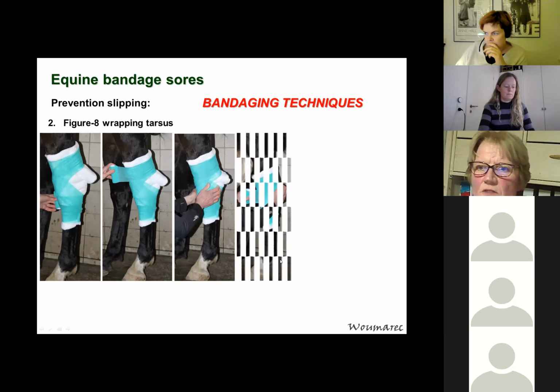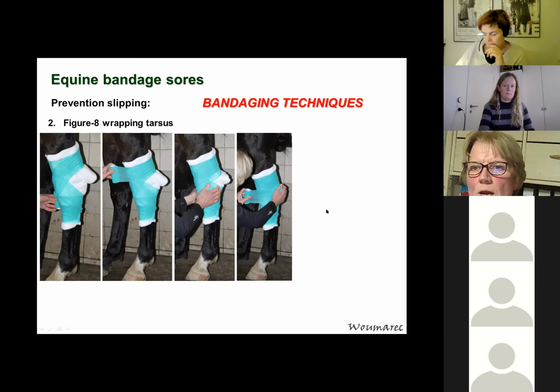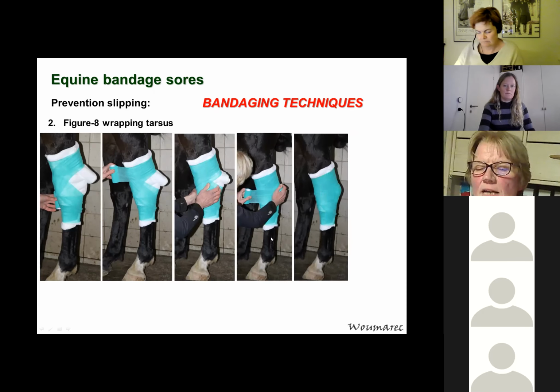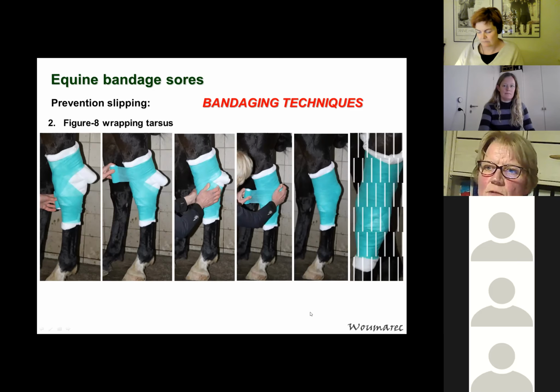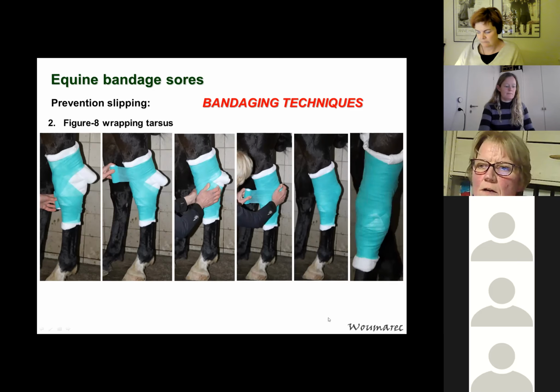etc., etc. And in this way you apply the elastic bandage on the tarsus, and finally you also cover the final point of this pillow. So in this way, a bandage will fit much better and will not slip down very easily. And also here you can see the V-form shape of the windings.